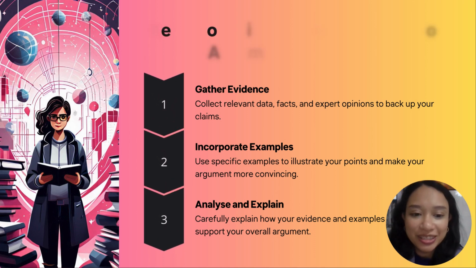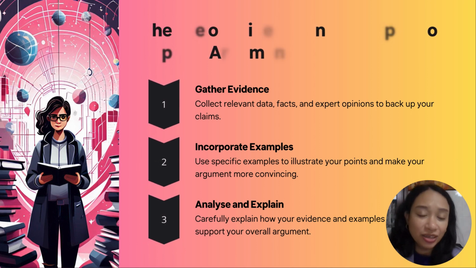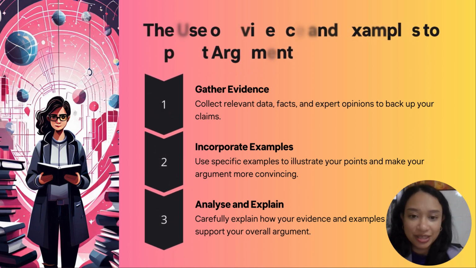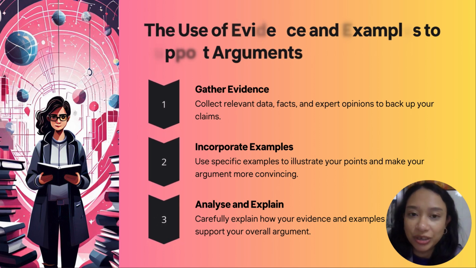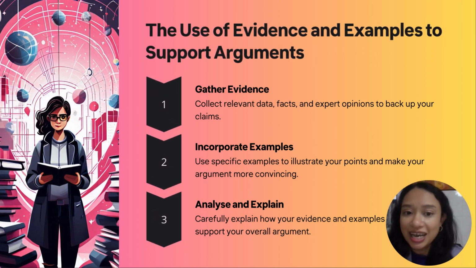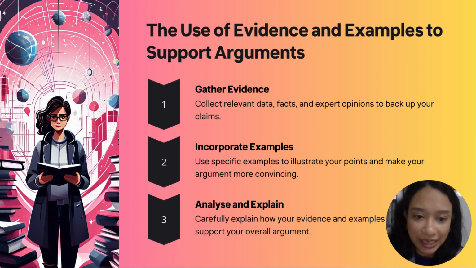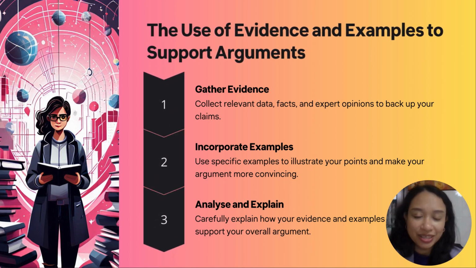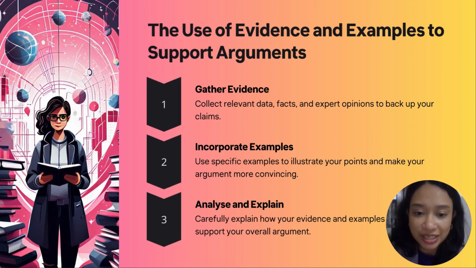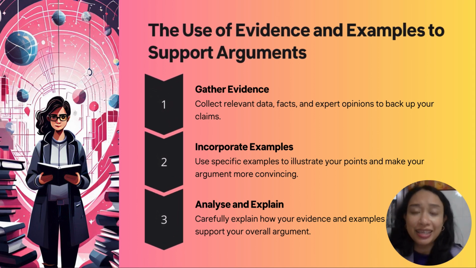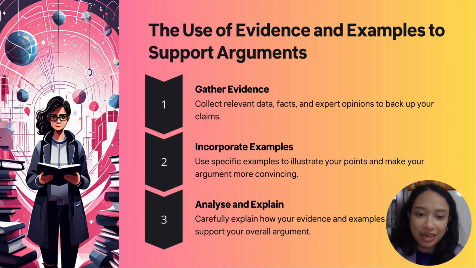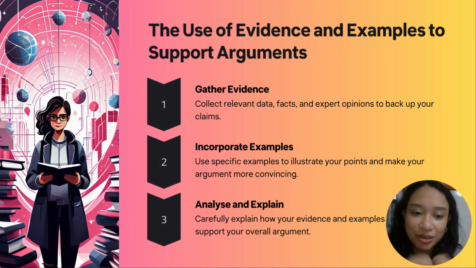Okay. To make our writing more coherent and cohesive, and also with clarity, is to use evidence and examples to support our arguments. So, this is just a refresher of the previous lesson. First is to gather the evidence, collect relevant data, facts, and expert opinions to back up our claims. Secondly, incorporate examples. So, specific examples can illustrate our points and make our arguments more convincing. And thirdly, analyze and explain. So we need to justify by giving explanations on the evidence and examples and how they relate to our main arguments.